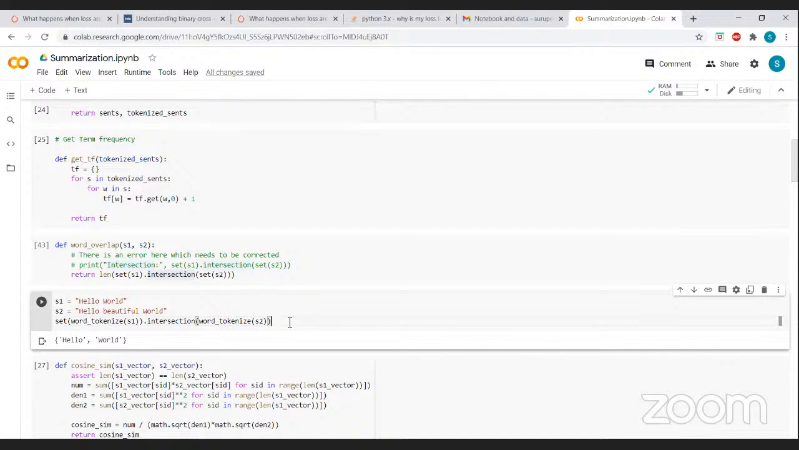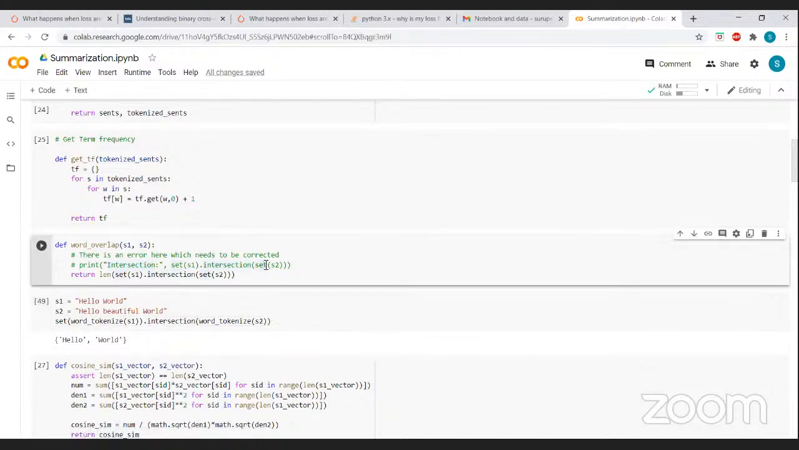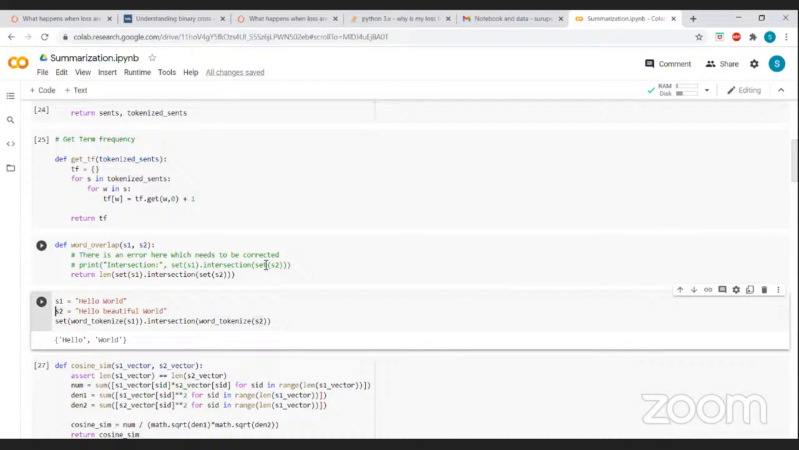I think Shuru is showing something. Shuru. Yeah, I just tried the intersection part. No, just call word overlap and then things will be more clear. Okay, I wrote the same. No, there is length, same, right? Yeah. Ah, okay. I should have printed that out.